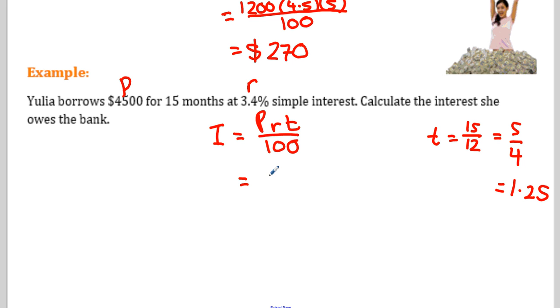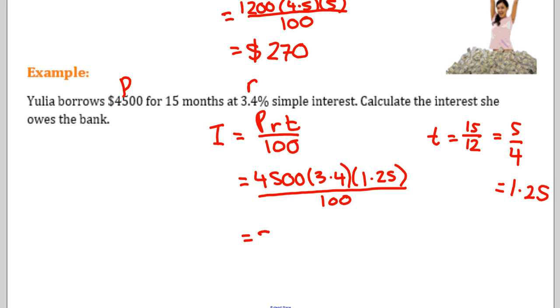So 4,500, you can use the multiply sign if you want, or brackets. The interest rate was 3.4. And the time is 1.25, or you can put 5 over 4. That's also okay. Or 15 over 12, no problem, because it's not a final answer. So you can have the unsimplified fraction in here, all over 100. Let's work out our amount, and it's in dollars.